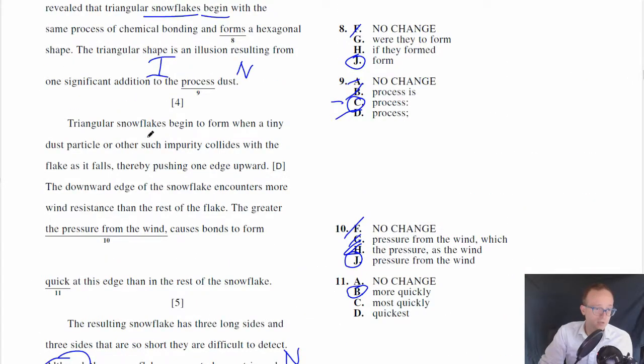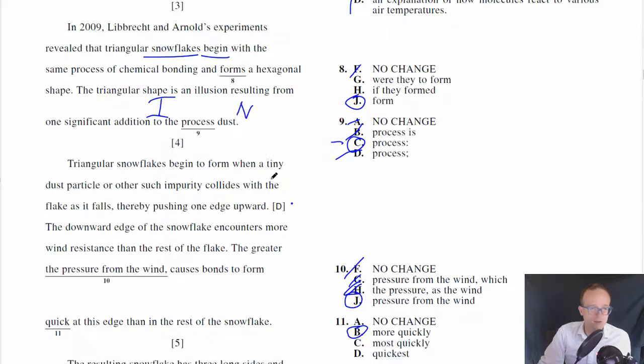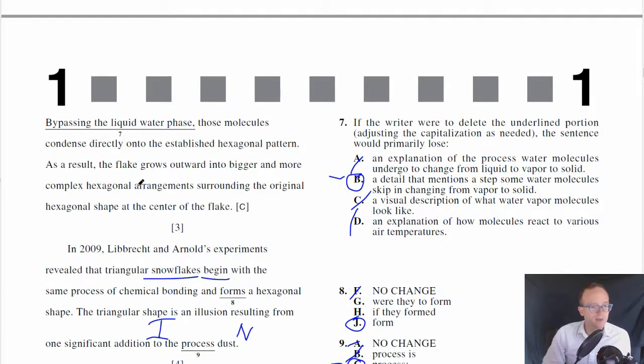So D: "Triangular snowflakes begin to form when a tiny dust particle collides with the flake as it falls, therefore pushing one edge upward." This growth maybe could work here, so I'll leave D as maybe. Let's look at C: "As a result, the flake grows outwards in bigger, more complex hexagonal arrangements surrounding the original hexagonal shape at the end of the flake." Okay, let's talk explicitly about growth, so I like it a little bit better.